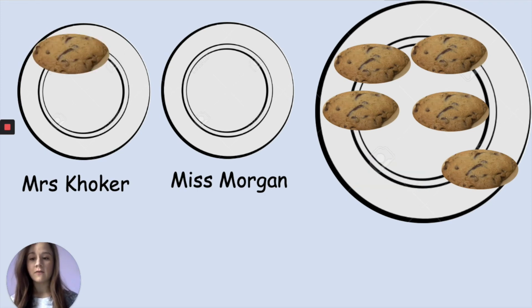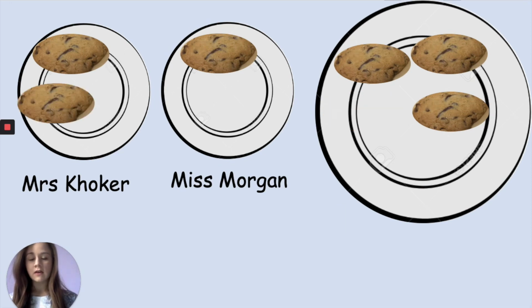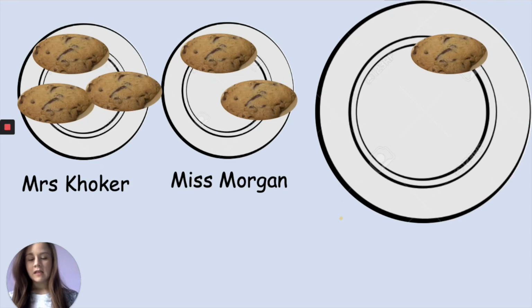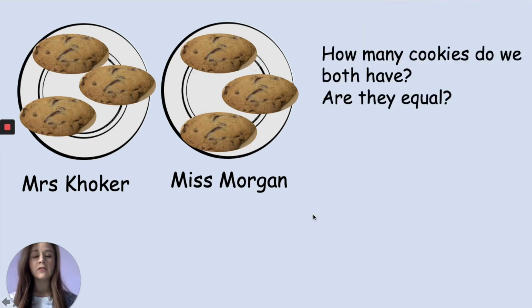So, 1 cookie for Mrs. Coker, 1 cookie for Miss Morgan, another cookie for Mrs. Coker, and another one for Miss Morgan. Another one for Mrs. Coker, and another one for Miss Morgan. And then we have finished sharing because we have nothing left on our plate. How many cookies do we both have? And are they equal on each plate? Pause the video to work this out.